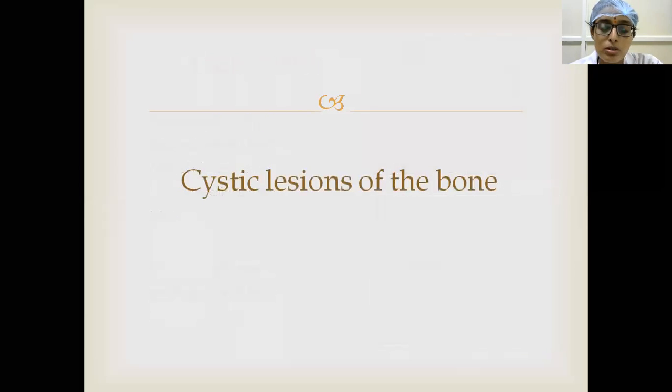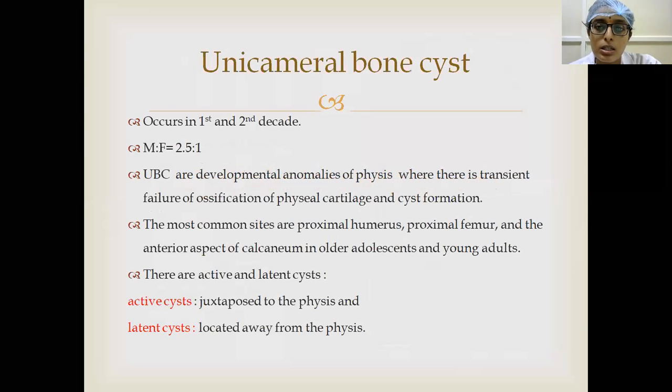So now we are going to cystic lesions of the bone. Under the cystic lesions, we are going to discuss unicameral bone cyst, aneurysmal bone cyst, fibrous dysplasia, and ossifying fibroma or adamantinoma. So these are the 4 things which we are going to discuss here.